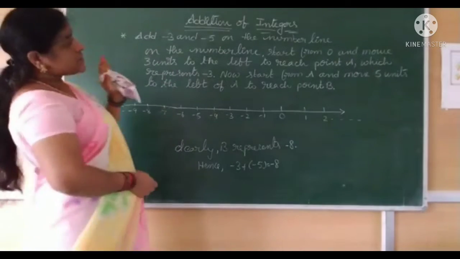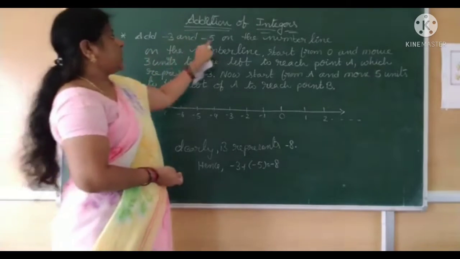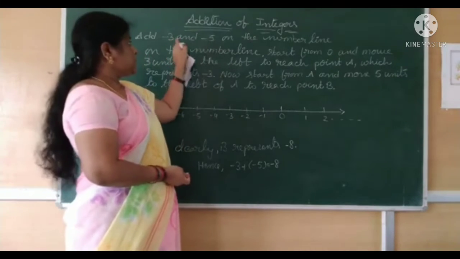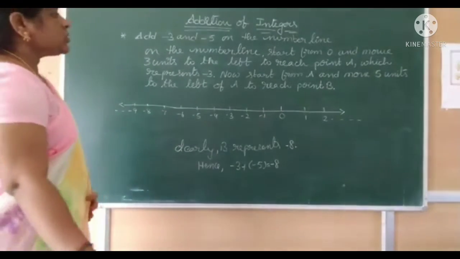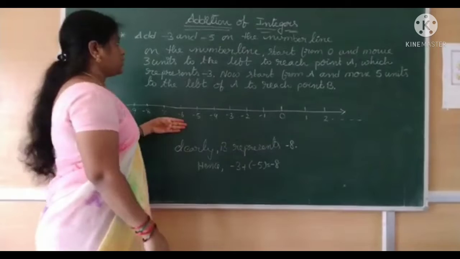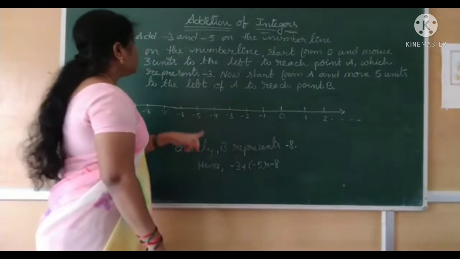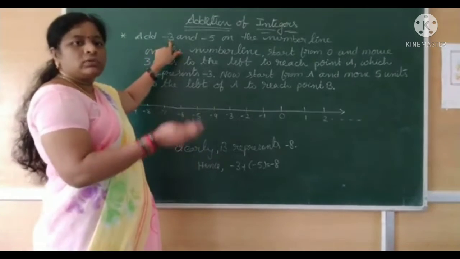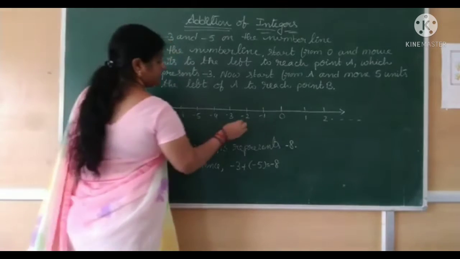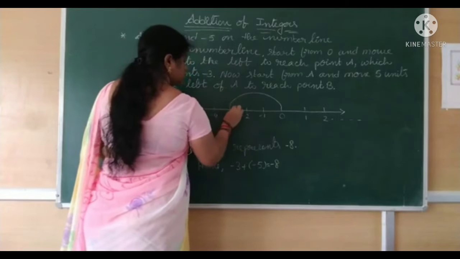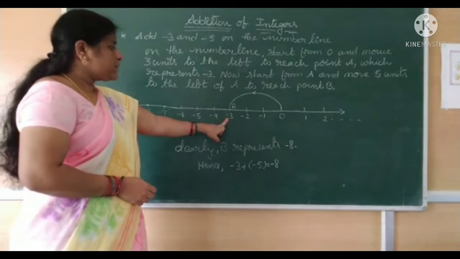Add 2 negative integers on the number line: minus 3 and minus 5. First of all, you can draw an integer number line. This is the integer number line. On the number line, start from 0 and move 3 units to the left to reach point A.